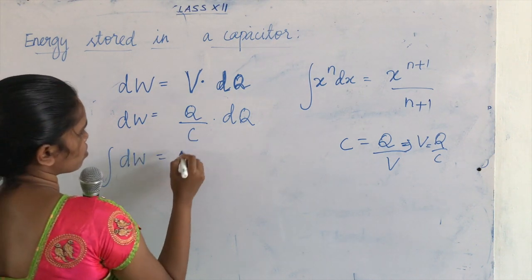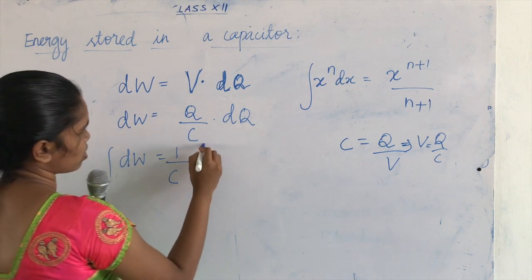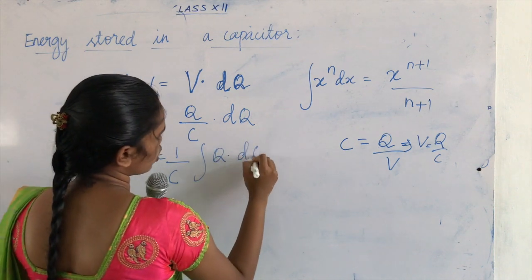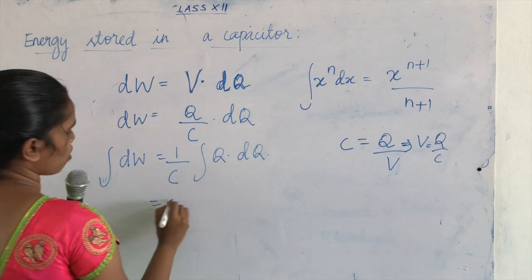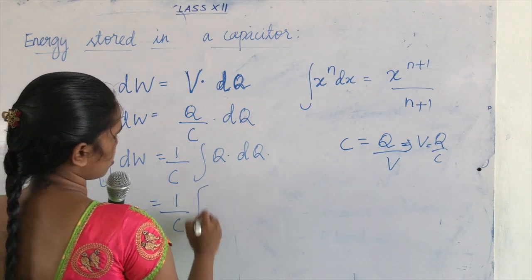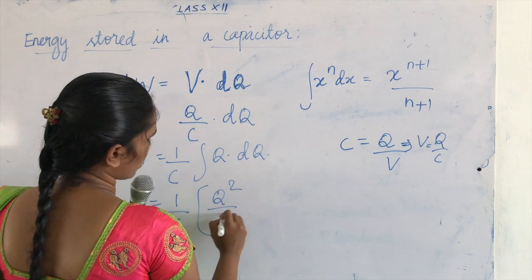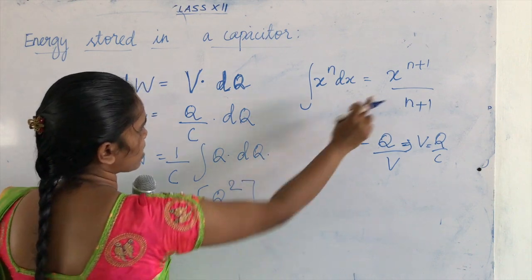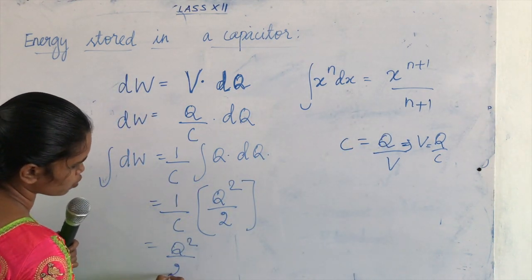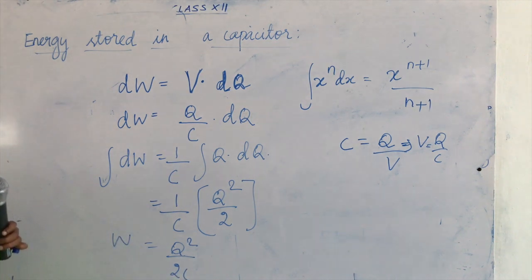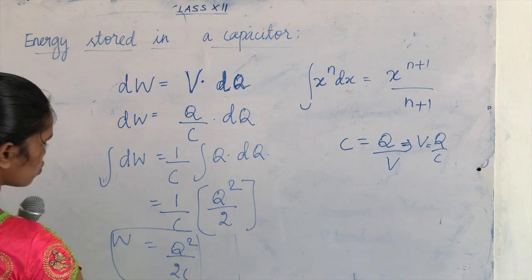Apply the integration. W equals 1 by C outside and Q dQ. It is in the form, so 1 by C times Q square by 2, that is Q square by 2C. So the work done W equals Q square by 2C.